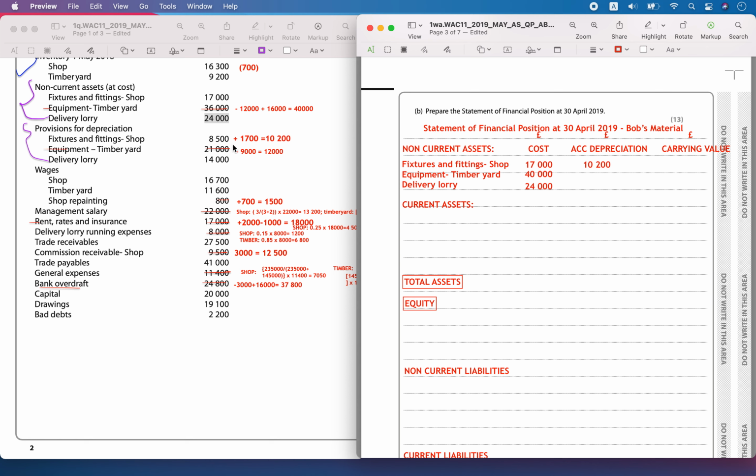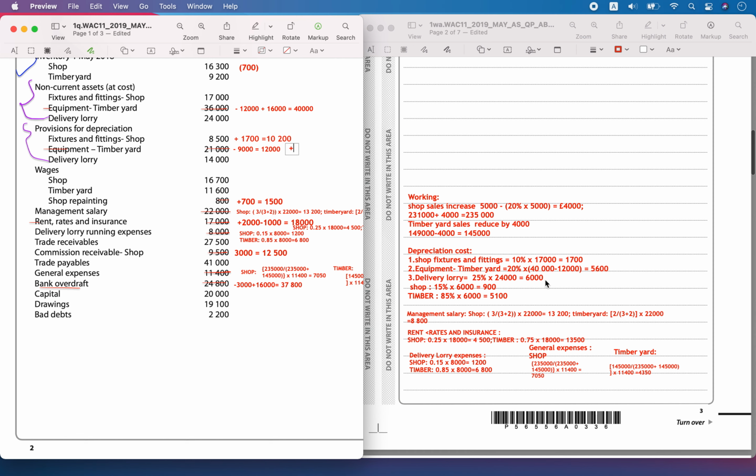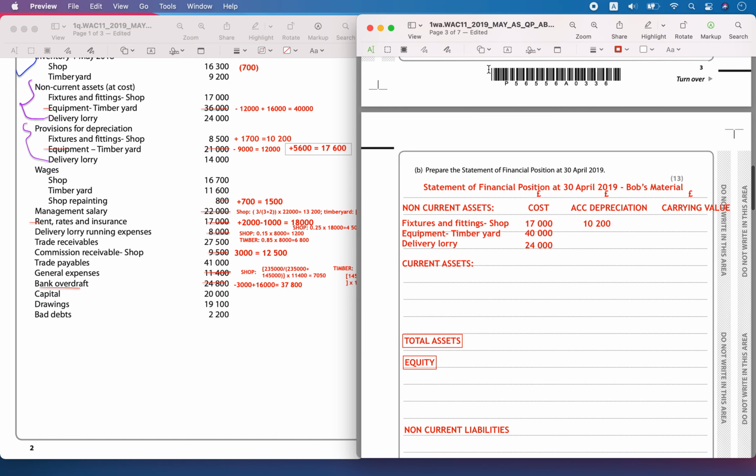Then we have the equipment timber yard. It is 12,000, and this year's depreciation you would have calculated is 5,600, so you add 12,000 plus 5,600, which is equal to 17,600. So the accumulated depreciation becomes 17,600.